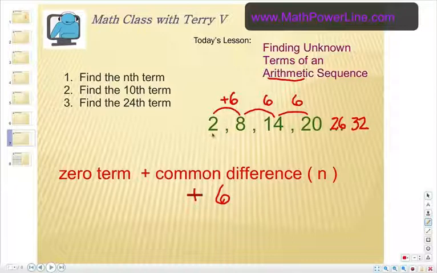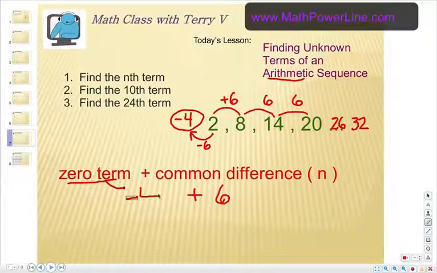Now again the question is, what's the 0 term? So we want to find out before the 2, what number did we start with? Well, if you subtract 6 from 2, what is that going to be? That's right, -4. So the 0 term is -4. We start with -4, and we're going to start adding 6 repeatedly. The idea here with the n is that it's the number of the term.